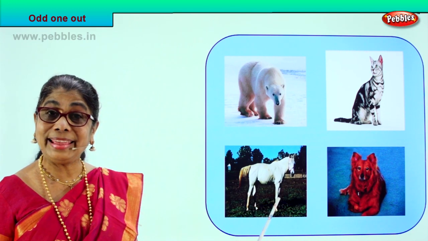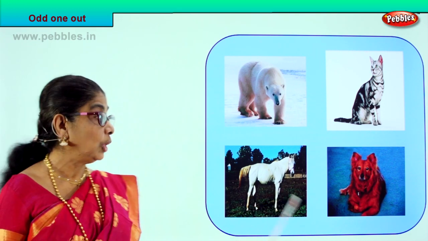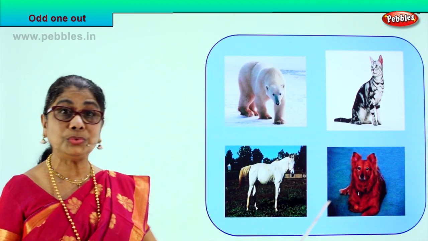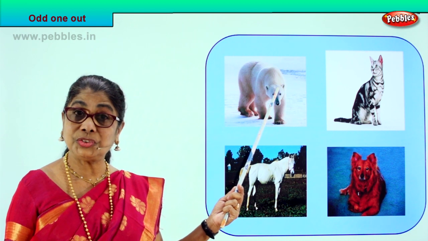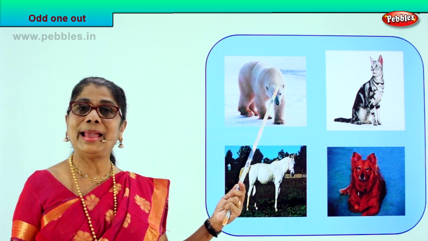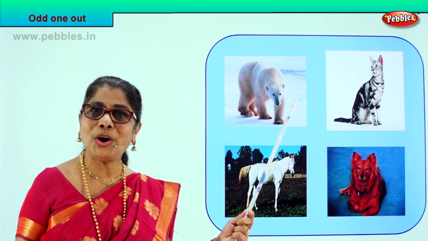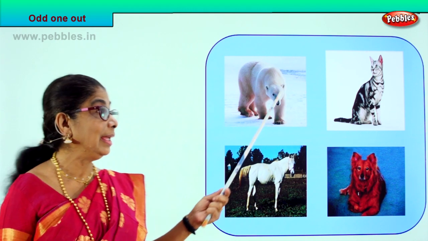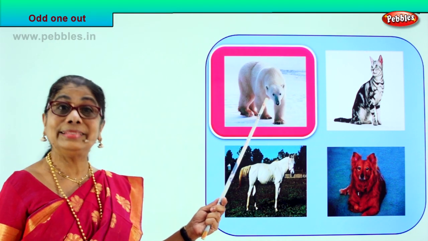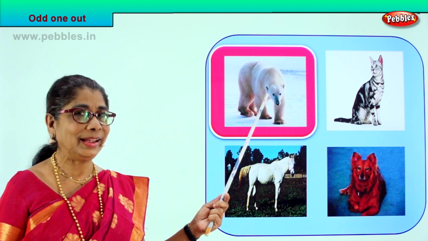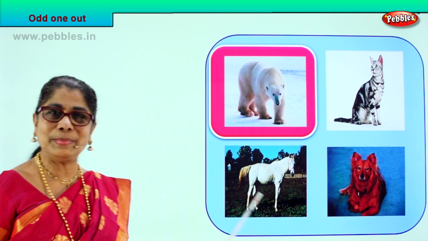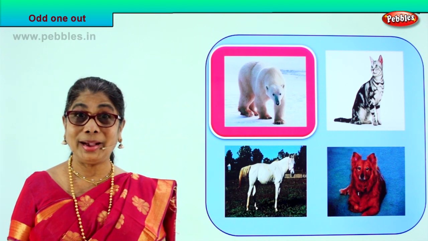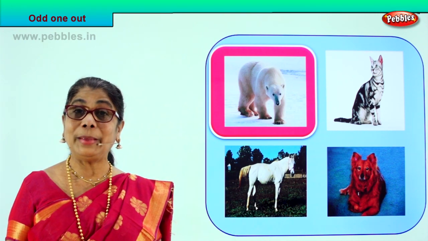What are they? They're domestic animals. We keep them all in our house. And what is this? A polar bear, which is a wild animal. Good. So which is the odd one? The polar bear, which is the wild animal. That's the odd one out. Clever children. 3 domestic animals, 1 wild animal. Polar bear. Excellent.